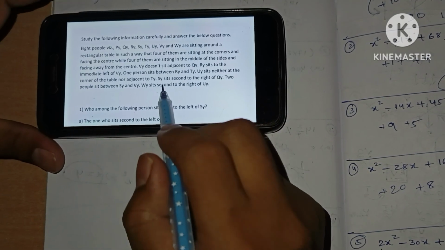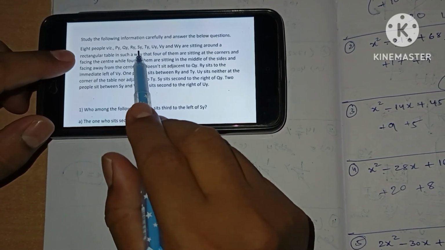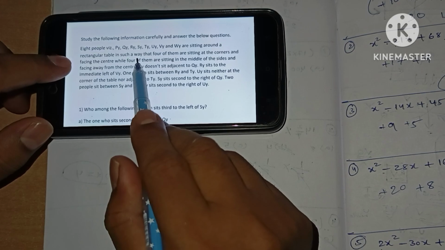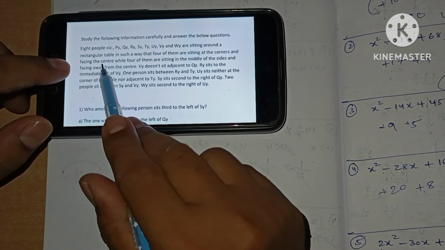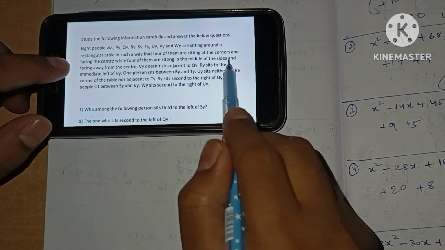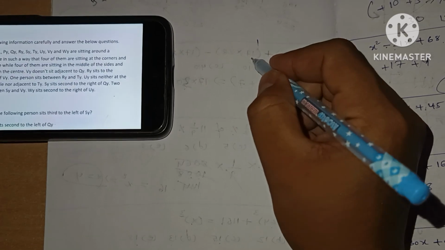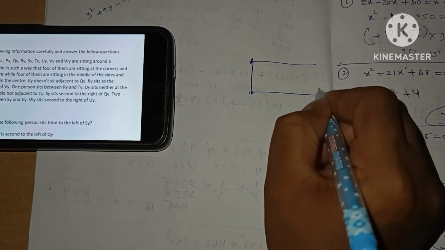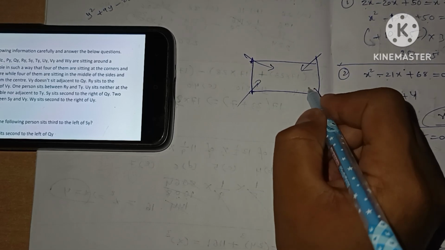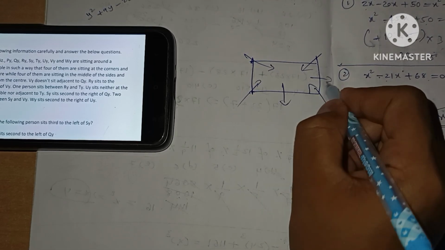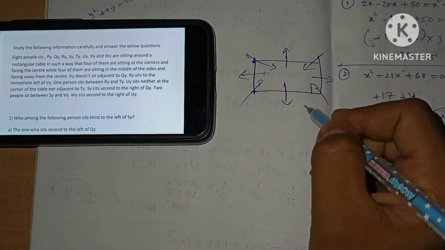Now we are going to see rectangular sitting arrangement reasoning puzzle. 8 people are sitting around a rectangle table in such a way that 4 of them sitting at the corners and facing the center, while 4 of them sitting in the middle of the sides and facing away from the center. So in a rectangle table, 4 people are sitting at the corners facing center and middle persons facing outside. This is what it is in the question.